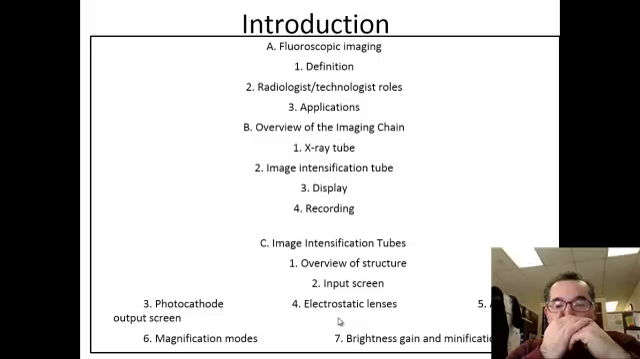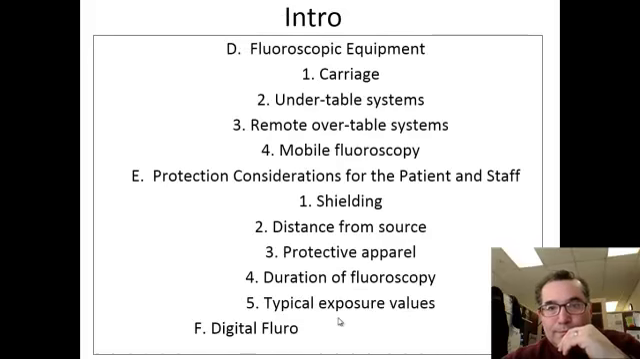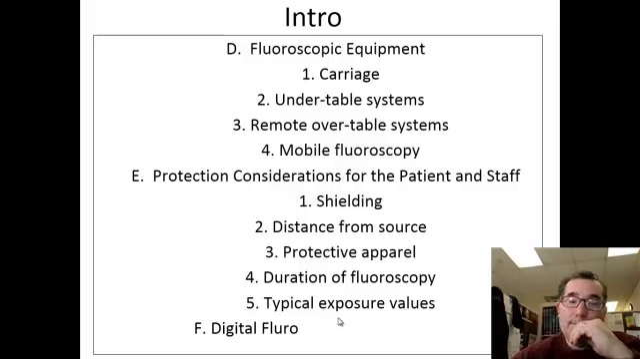We'll also talk about some methods to increase the brightness of an image. Right, so that's brightness gain as well as magnification gain. And I skipped over magnification. We'll talk about the ways that one can magnify the image. Towards the end of the presentation, we'll talk about the fluoroscopic equipment, the carriage underneath, the difference between a remote over-table system, as well as some protection considerations for the patient and staff, such as how we would shield, making sure that we have the proper distance and protective apparel.